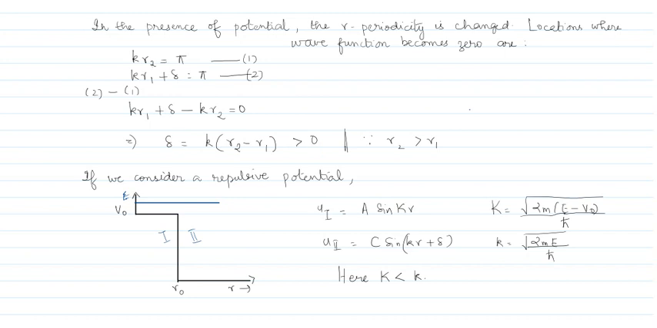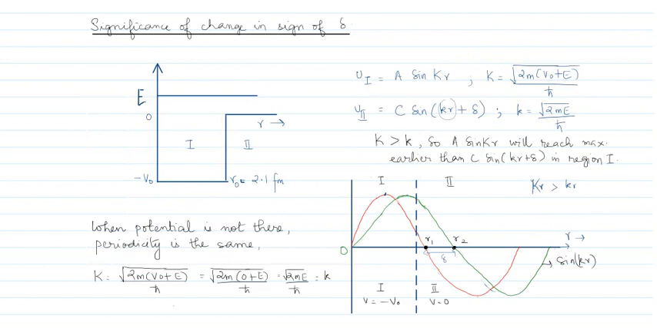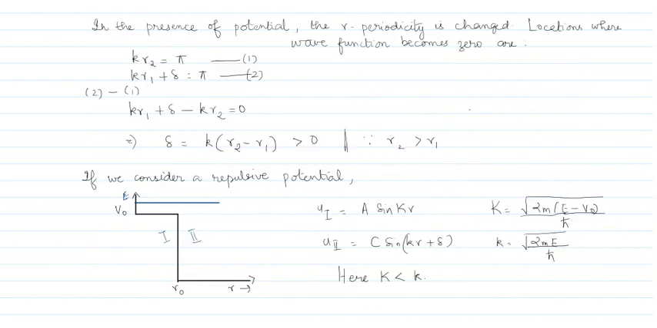But we had seen from the graph that delta is taking a negative value also. So how do we explain that? For that, instead of an attractive potential, suppose we are considering a repulsive potential. So my potential is something like this. In region 1, it is plus V0. In the earlier case, if you remember, it is minus V0. Okay, this is an attractive potential. Instead of this, you are considering a repulsive potential. So this would be my potential.